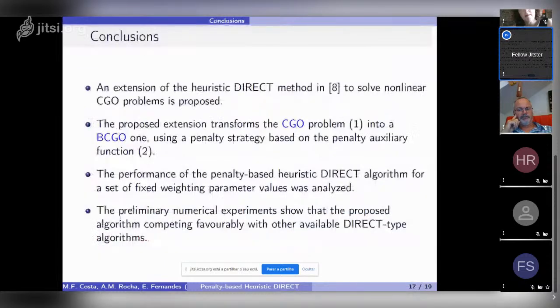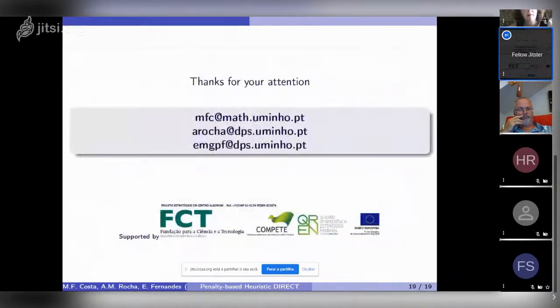So, conclusion of this work: an extension of the heuristic direct method presented in 8 to solve nonlinear CGO problems is proposed. The proposed extension transforms the CGO problem into a BC1 using a penalty strategy based on the penalty auxiliary function 2. And the preliminary numerical experiments show that the proposed algorithm competes favorably with other available direct type algorithms. Thank you for your attention.